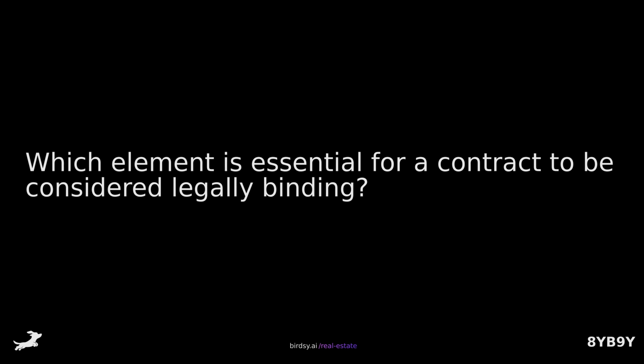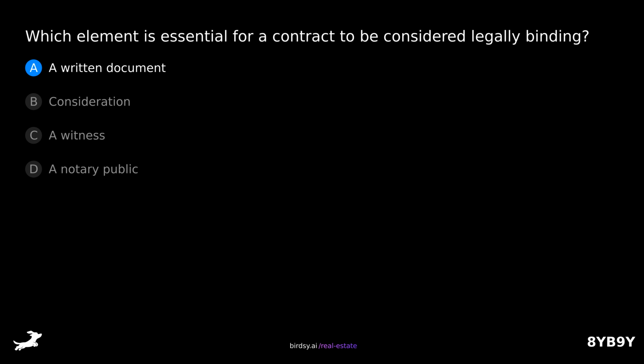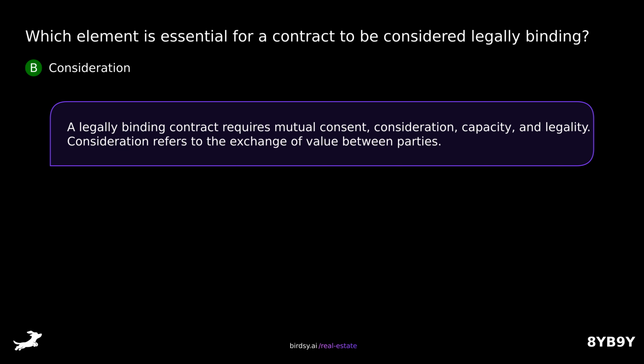Contracts. Which element is essential for a contract to be considered legally binding? Is it A, a written document, B, consideration, C, a witness, or D, a notary public? The answer is B, consideration. A legally binding contract requires mutual consent, consideration, capacity, and legality. Consideration refers to the exchange of value between parties.